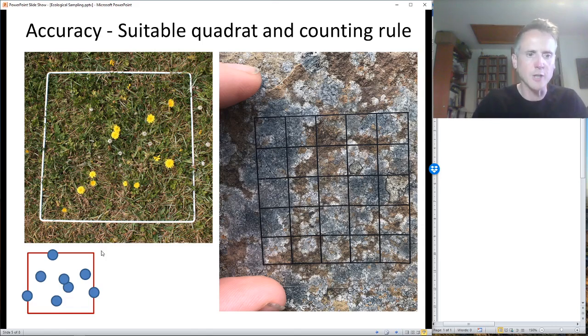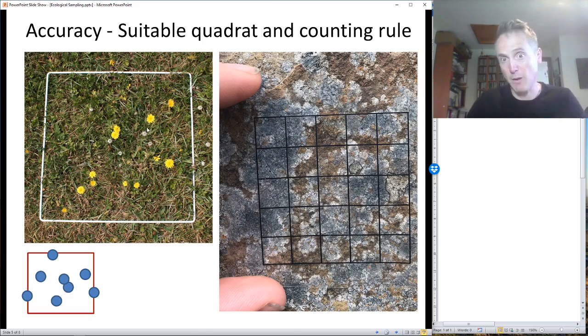But ecologists tend to use a top left rule. So I wouldn't just say use a top left rule. I would say use a top left rule for accuracy, so that it's clear what to count if it's touching the edge of a quadrat. So that works for a frame quadrat where I'm counting the number.